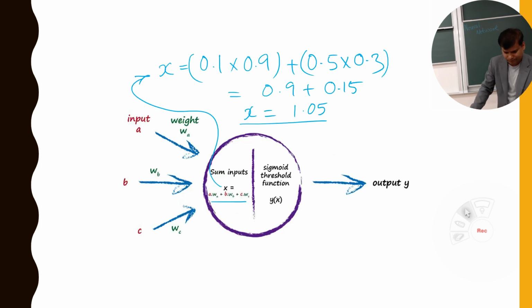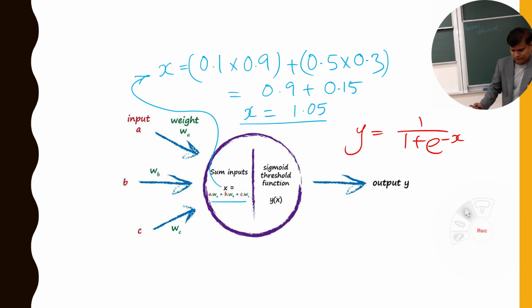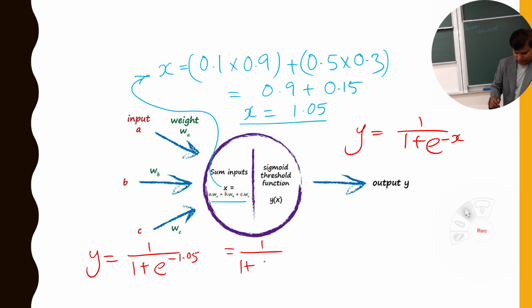Let's see what happens if you calculate the sigmoid function, which we know is y equals 1 by 1 plus e power minus x. If you just use a calculator, y equals 1 by 1 plus e power minus 1.05, and you will find an answer similar to this: 0.7408. That's the first piece of information that we got here.